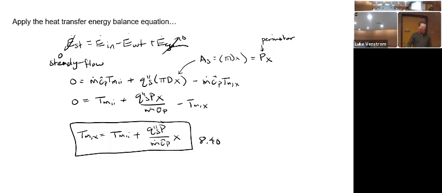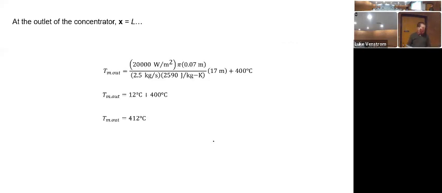And if we take the conditions given on page 1 of your handout, we can actually do the calculation for one of these parabolic trough concentrators. I'm just using the values given to you here to give you a sense of how much temperature rise you get across one of these 17 meter long parabolic trough concentrators. You plug in the flux, which was 20 kilowatt per square meter. This is pi times the diameter, over m dot, which is given to us, 2.5 kilograms per second, times the specific heat, which was 2590 joule per kilogram Kelvin. And then I just put in X equal L because I wanted to know it at the outlet. Right? And it's 17 meters long. So you get a 12 degree C rise in temperature over this thing.